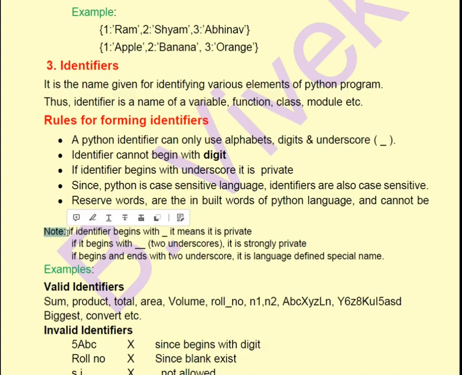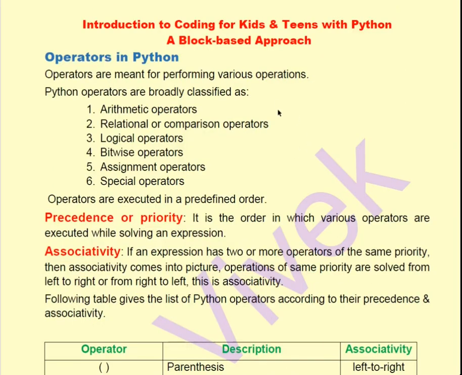A note is here. If an identifier begins with an underscore, it means it is private. If it begins with 2 underscores, it is strongly private. If it begins and ends with 2 underscores, it is a language defined special name. So you are supposed to remember these important notes. Let us go further now.